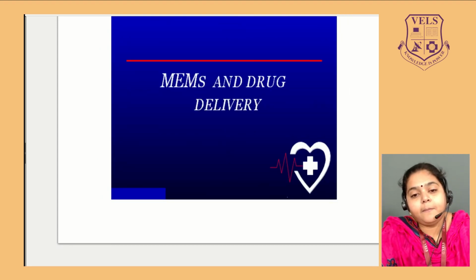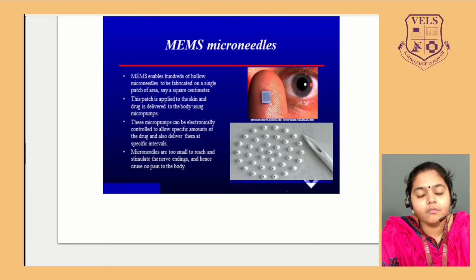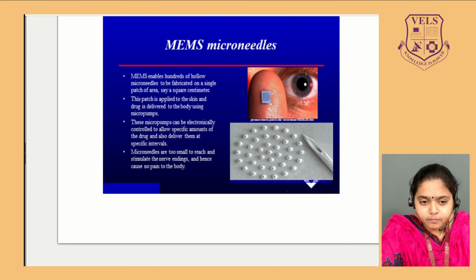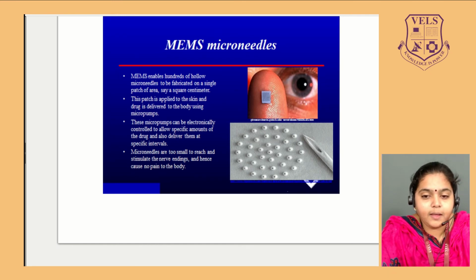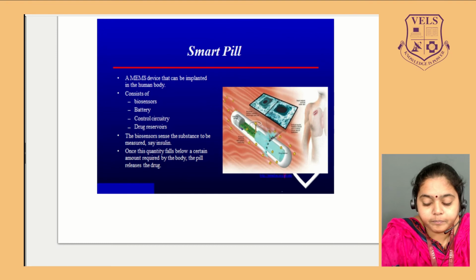Next, we'll see MEMS and drug delivery. MEMS microneedles. MEMS enables hundreds of hollow microneedles to be fabricated on a single patch of area, say a square centimeter. This patch is applied to the skin and drug is delivered to the body using micropumps. These micropumps can be electronically controlled to allow a specific amount of drug and also deliver them at specific intervals. Microneedles are too small to reach and stimulate the nerve endings and hence cause no pain to the human body.